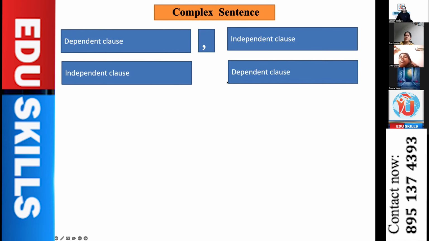So independent clause and without a comma, you can write a dependent clause. This means if you write the dependent clause first, you must mark a comma, then write the independent clause.